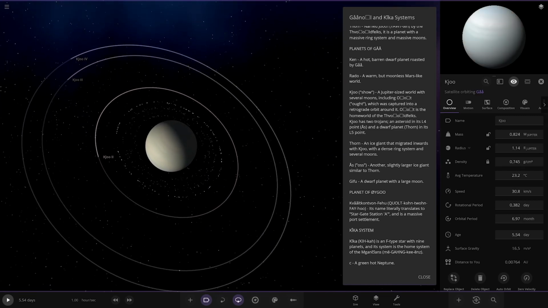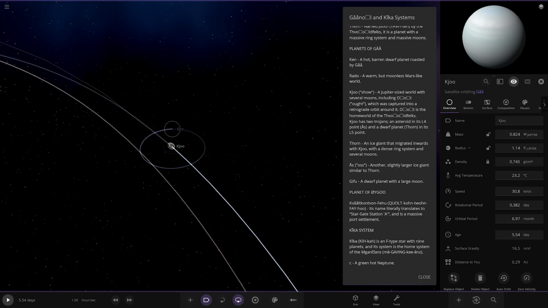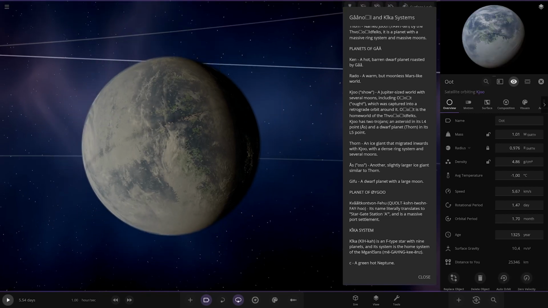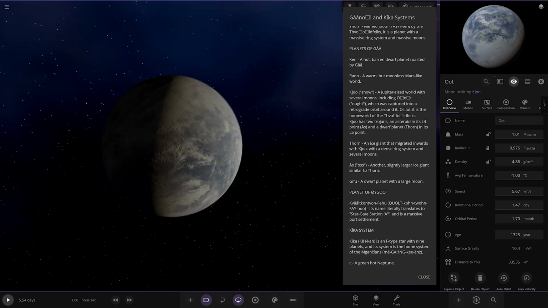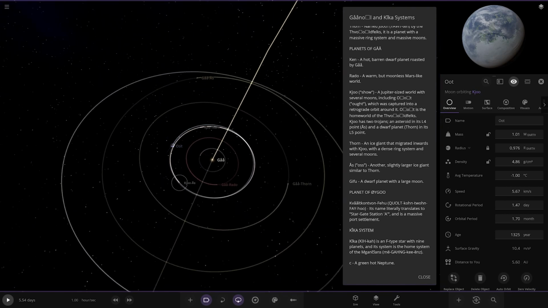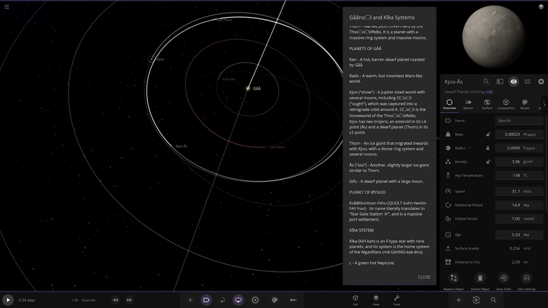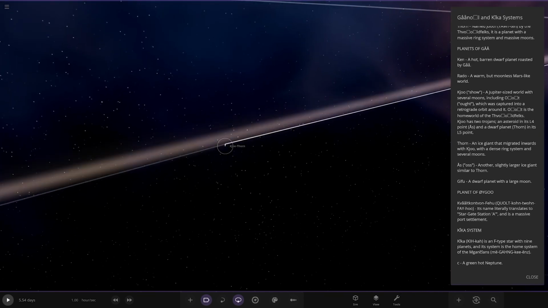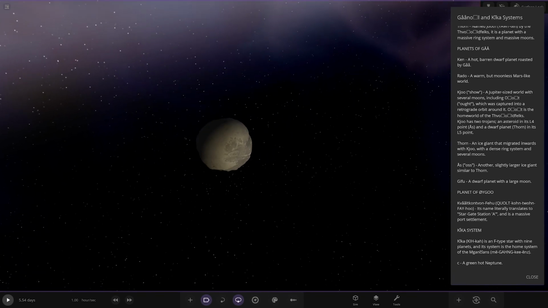And the dwarf planet Fawn in its 5 point. Okay. So we've got Oot over here as well. Looks to be an almost habitable moon, actually. There it is. There you go. Nice. Looking good. I'm guessing this is the... Where's the one called Fawn? That one. So that's the dwarf planet in the same orbit, roughly. Okay. Nice.